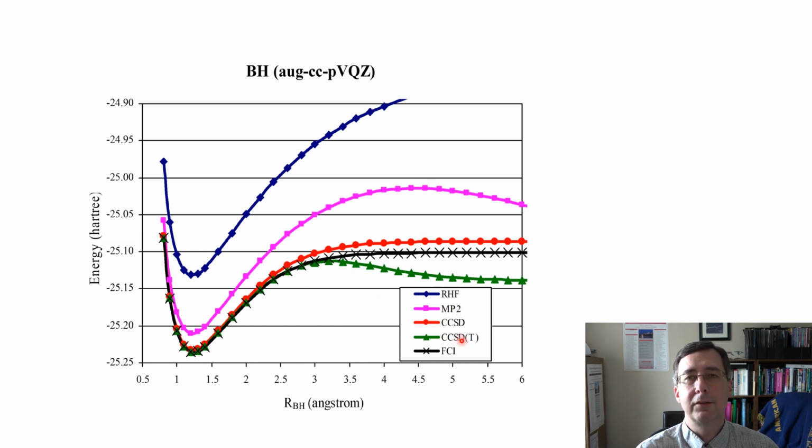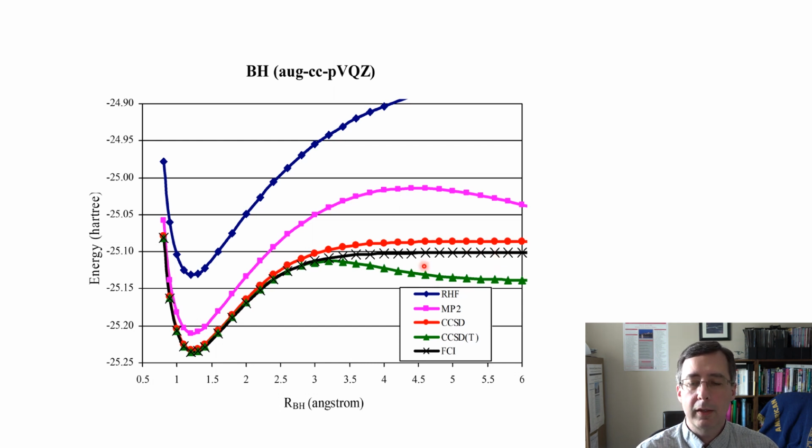CCSD(T) is the so-called gold standard of quantum chemistry, and you would expect it to do the best, and it really nails it around equilibrium. It's even closer to the full CI than CCSD, so it's great until about here. And then some disaster happens, and the energy goes way low, and you get just garbage out here.